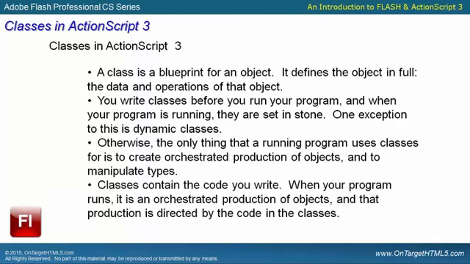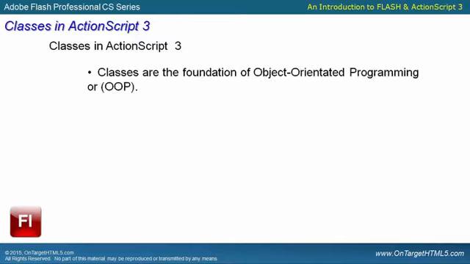Classes contain the code you write. When your program runs, it's an orchestrated production of objects, and that production is directed by the code inside the classes that we wrote. Again, we're going to go all through this. Classes are the foundation of object-oriented programming, or OOP. If you're new to programming, you may not have heard that before, but it's relatively new. It's been around for probably 5 or 6 years. Object-oriented programming is where everything is moving to, because once you understand how it works, it makes programming so much simpler, if you understand how objects work and how you can interface with those objects in your programming code.